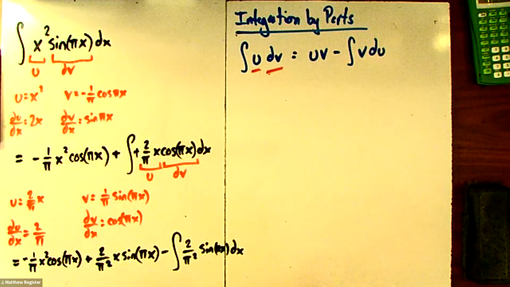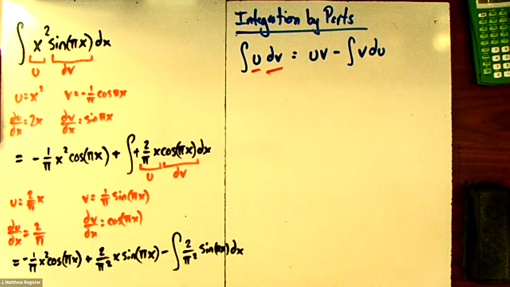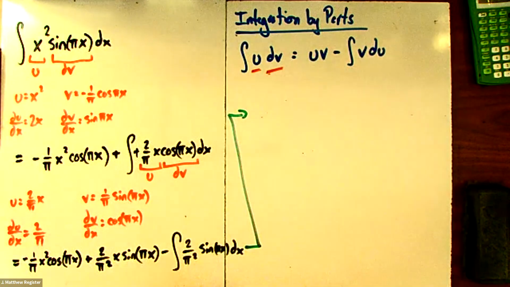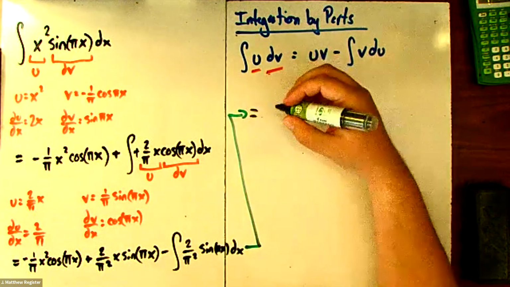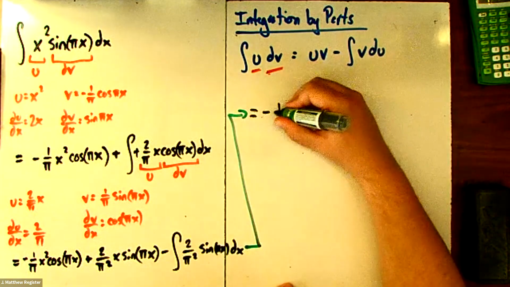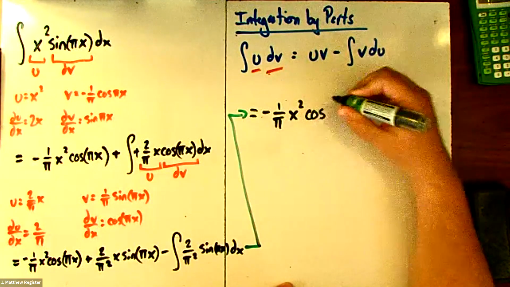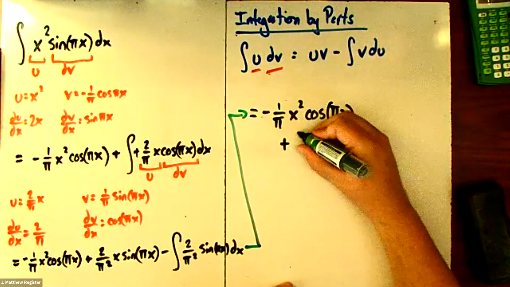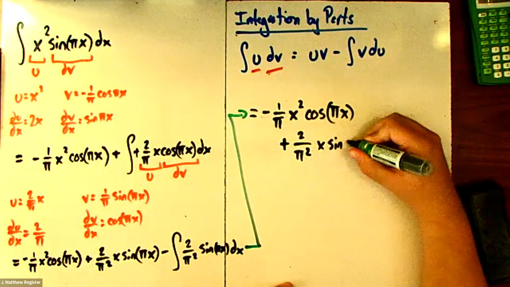And again, ask the question, is that better? And it very much is, because this term we can actually take the derivative of straight away. And so that's going to give us our final answer. It's going to be negative 1 over pi x squared cosine of pi x plus 2 over pi squared x sine of pi x.